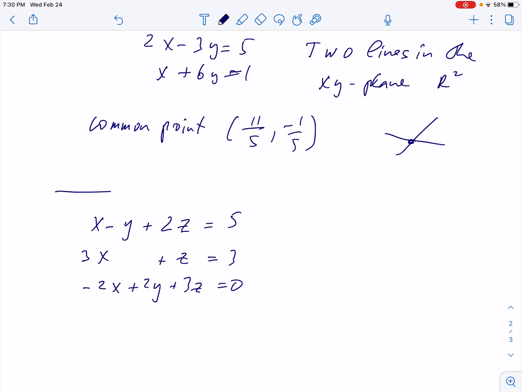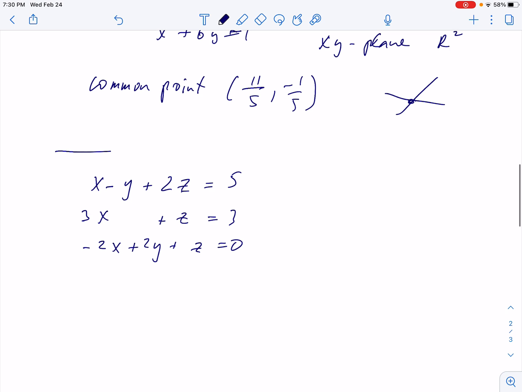Actually, let's make one correction here. Instead of 3z, just z. See how I'm writing z with this bar in the middle, because I want to distinguish it from 2. Sometimes if you don't write this bar, it looks like 22. So it's good to distinguish z carefully. This is how I shall write it.